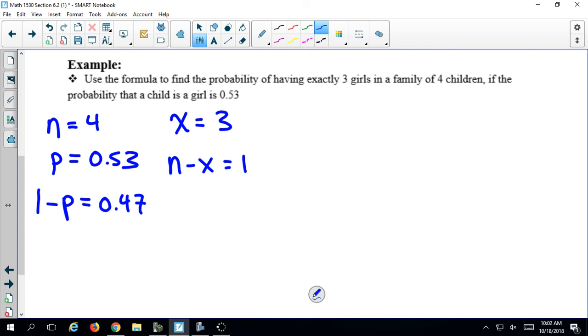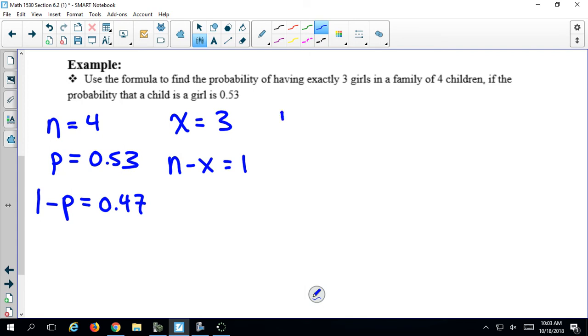If you're going to use a formula, any time you do this, you're going to write down all these things. You're just going to go through the problem and write down, you need n, p, and x at the very least. And then you can figure out 1 minus p and n minus x pretty easily. You might not have to write those down, but you need to write down at least these, just try to figure it out from the problem.